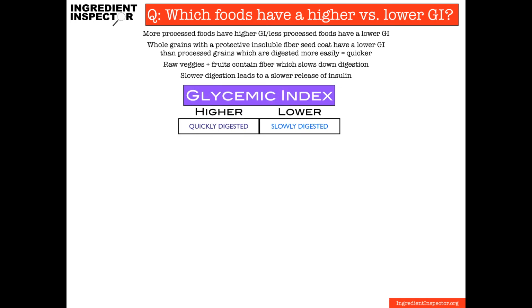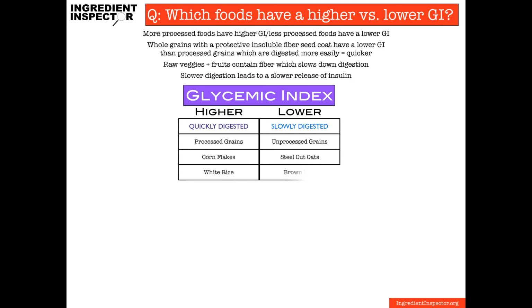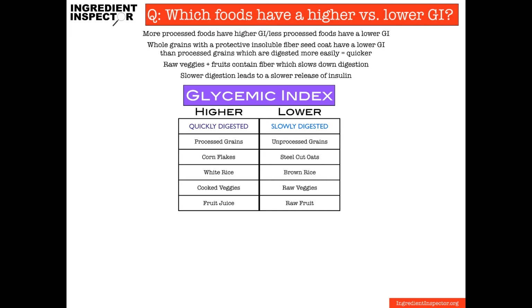So here's a look at things that are more quickly digested versus the version of that same thing that's more slowly digested. Processed grains, as we spoke about, are more quickly digested than unprocessed grains. Cornflakes, for example, are more quickly digested than steel-cut oats. White rice is higher on the glycemic index than brown rice, although not significantly so, but it is higher. Cooked veggies are higher on the glycemic index versus raw veggies. And fruit juice is higher than raw fruit, right? You drink fruit juice and it goes directly into the bloodstream.